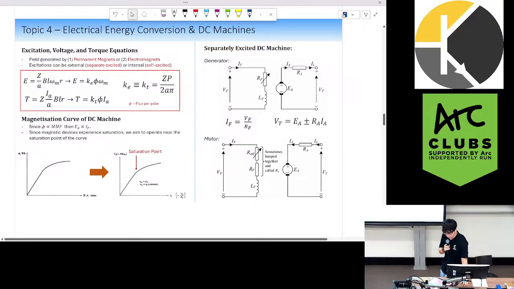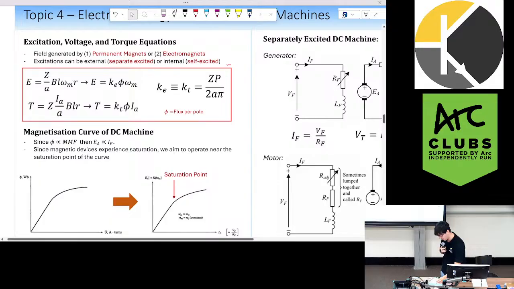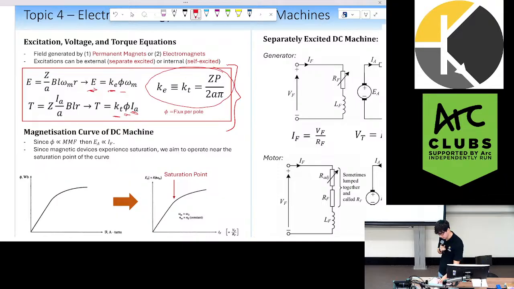Cool. So excitation, voltage, and torque equations. These are probably the most important equations in this whole topic. Your induced EMF equals some mechanical constant times your flux times your speed. Torque is the same constant times your flux times your armature current. And these constants are given by this formula. Z being the number of conductors that you have, P being the poles, and A, very importantly, being the number of parallel paths.